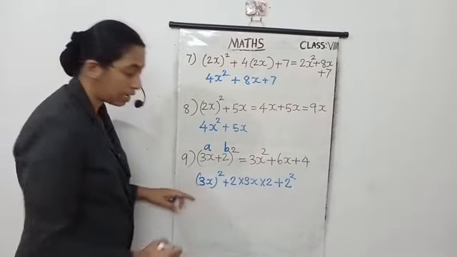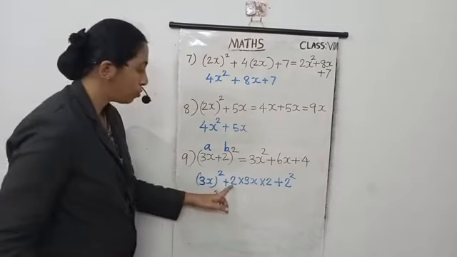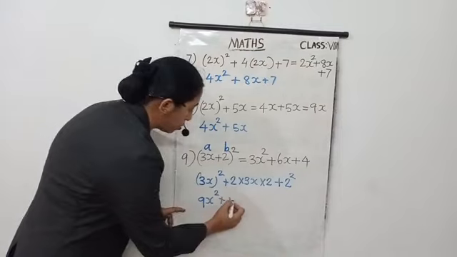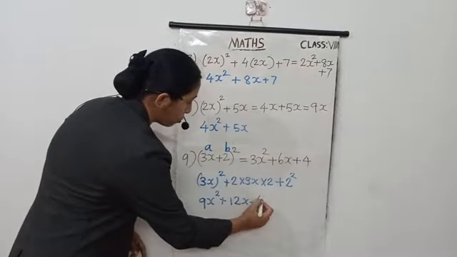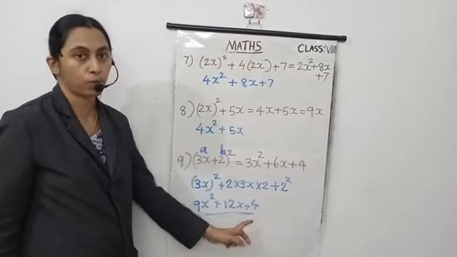x square is x square. So 9x square plus 2 into 3, 6. 6 into 2, 12. So 12x plus 2 square is 4. So the correct answer is 9x square plus 12x plus 4.